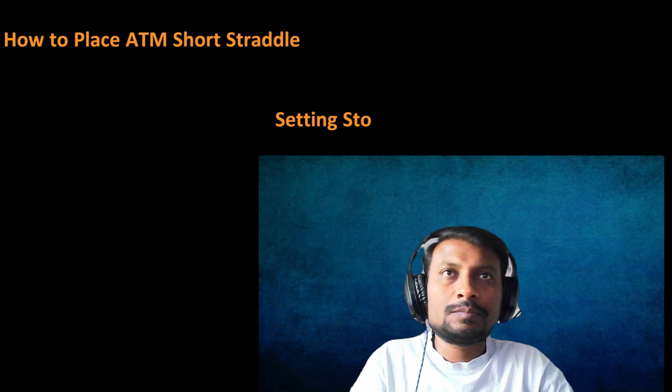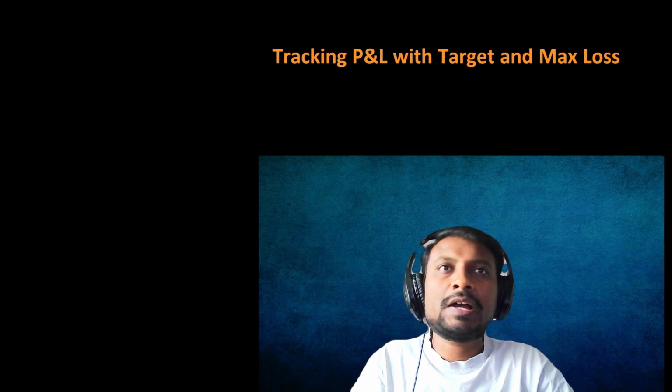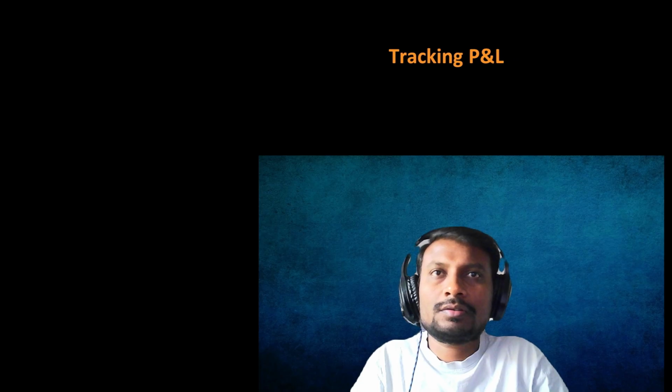without the emotional stress. Rolling straddles are the gold standard for range-bound markets, but manual execution sometimes leads to slippage and errors. By automating this, we ensure that when stop losses are triggered, without even a second delay, the new ATM strikes are going to be placed. A new order is going to be placed. So let's dive into the logic, and we are going to see three main parts in this video: how you can place the ATM short straddles, how you have to set up stop losses based on rolling rules, and tracking combined PNL with target and max loss.